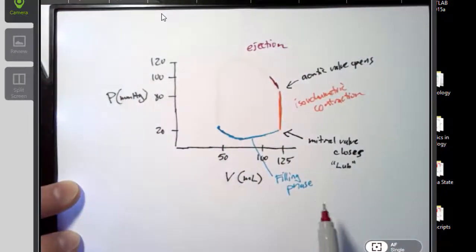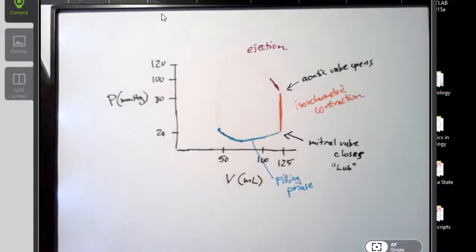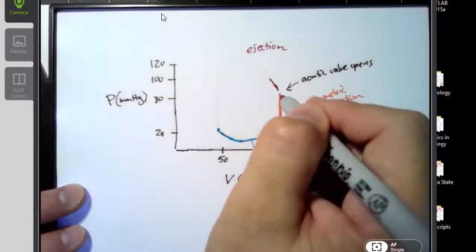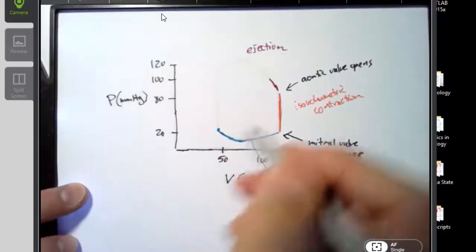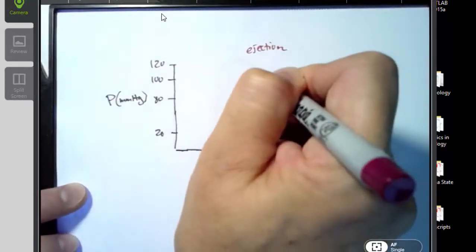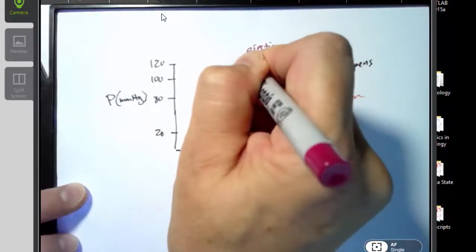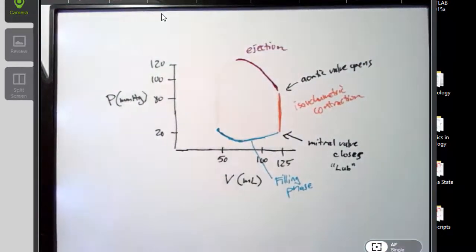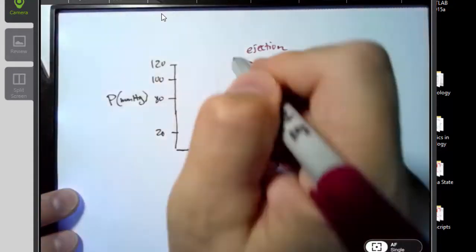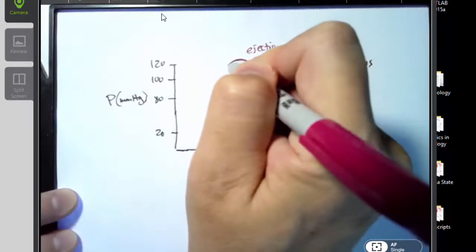And so now pressure continues to increase because the left ventricle is continuing to contract. But at the same time, the volume is decreasing because the blood is being ejected. So we get a new trajectory that goes this way. And eventually we get to a peak pressure, which is the peak systolic pressure generated by the left ventricle. The aortic pressure would be very similar at this point. And then this curve starts to go downwards again.